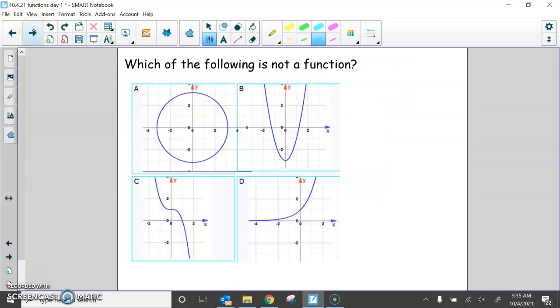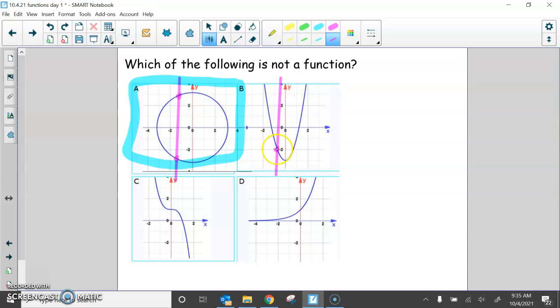Okay, which of the following is not a function? Your answer should be A. If I draw my vertical line, it crosses 2 times. All the other ones, if I draw it, it crosses 1 time. 1 time's okay, 2 times is not.